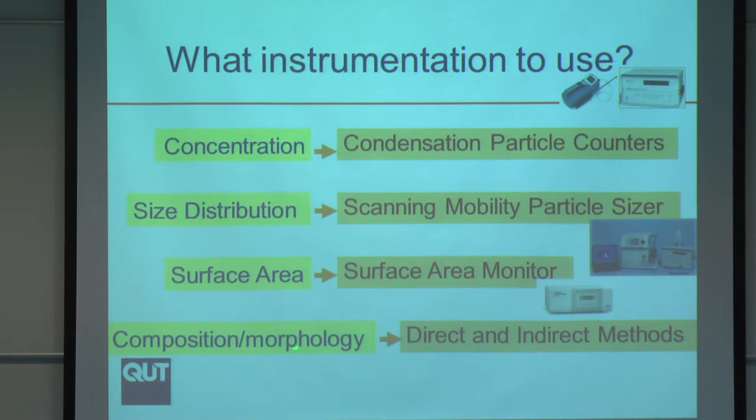Now, composition and morphology, direct and indirect methods. The majority of them are indirect methods which are not in line. There are instruments like time of flight mass spectrometers, but they don't go to our nano size. For example, the one which we have goes, with difficulties, and depends on what isotope, to about 17 nanometers. So it doesn't go all the way down.